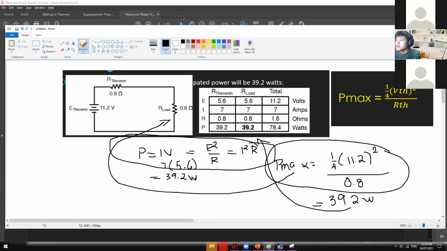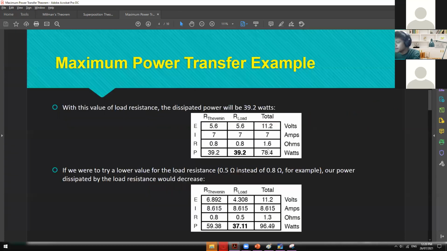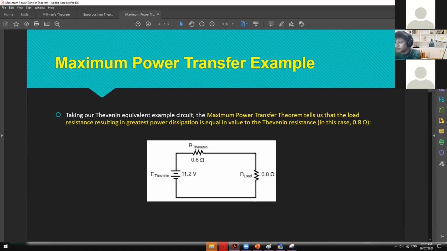Okay. Alright. So in here, we have a computed value of 39.2. Okay, in which the resistance that we've used is 0.8. Okay. So ito yung pinaka sagad na wattage na makukuha na natin if we have a 1:1 value, okay, of our R Thevenin and then our R load.